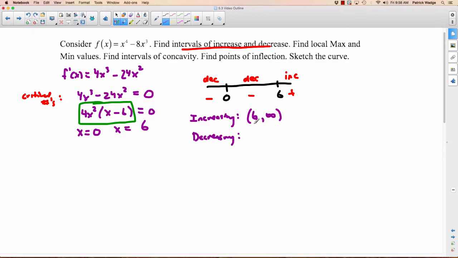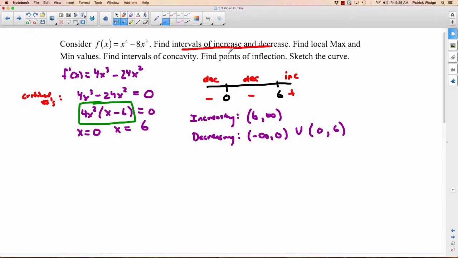a common mistake people make here is to say from negative infinity up to 6, but it's not exactly true. I mean, it's not bad at all that you said that, but it's actually from negative infinity up to 0, and also from 0 up to 6, but none of that is inclusive. So you can't just say from negative infinity to 6, because that would include 0, and this doesn't include 0. At 0, it's neither increasing nor decreasing.